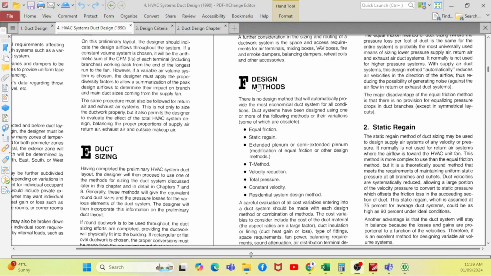Okay, so this one is about the duct design methods. Whenever you start designing the duct, there are many people who used to prepare the IFC drawings or the shop drawings, right? So there is an equipment.